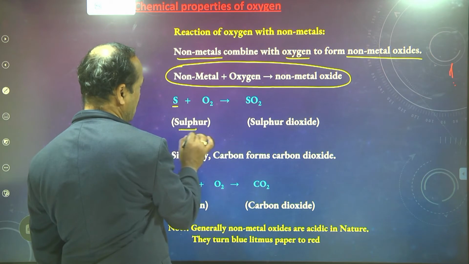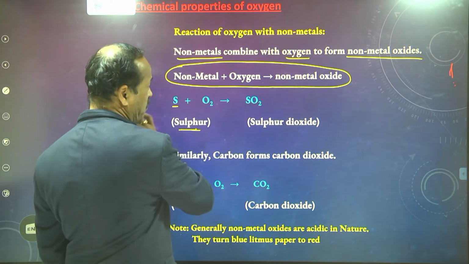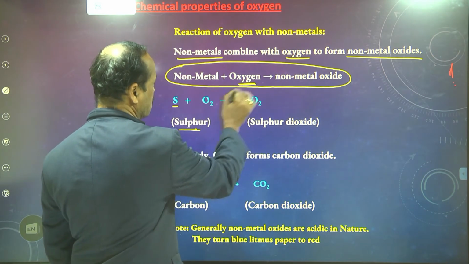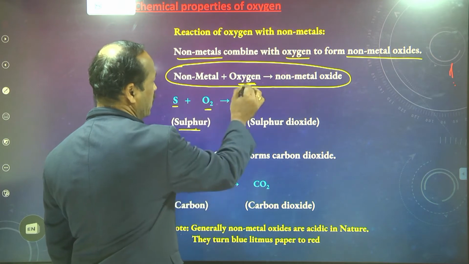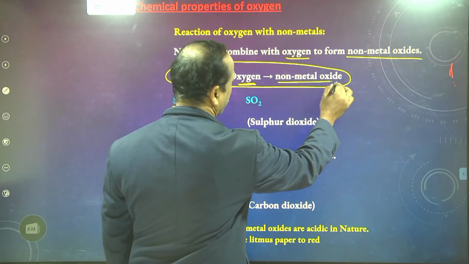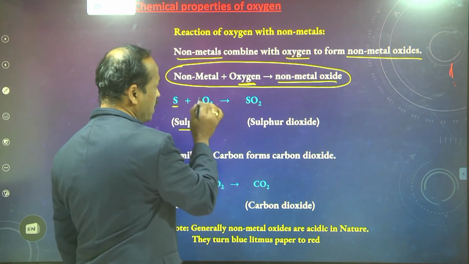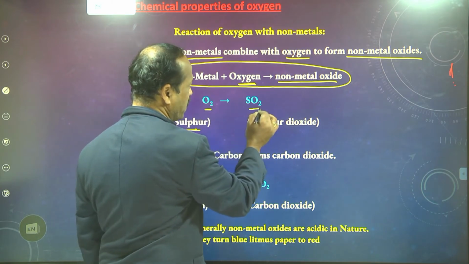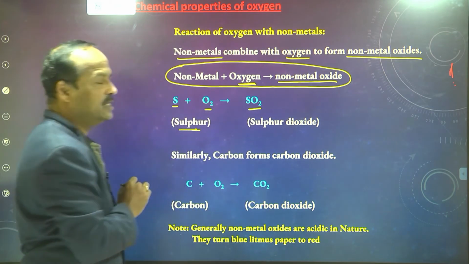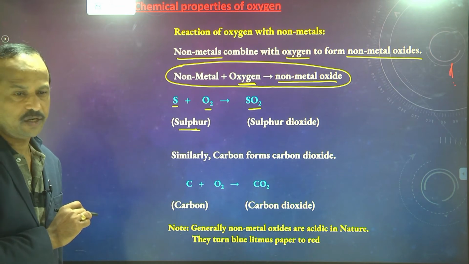See, S means sulfur. This is a non-metal, and this is reacting with oxygen. So this is oxygen. When reacting with oxygen, it is forming non-metal oxide. So sulfur reacting with oxygen forms sulfur dioxide. So this is sulfur dioxide. Is this clear to you?